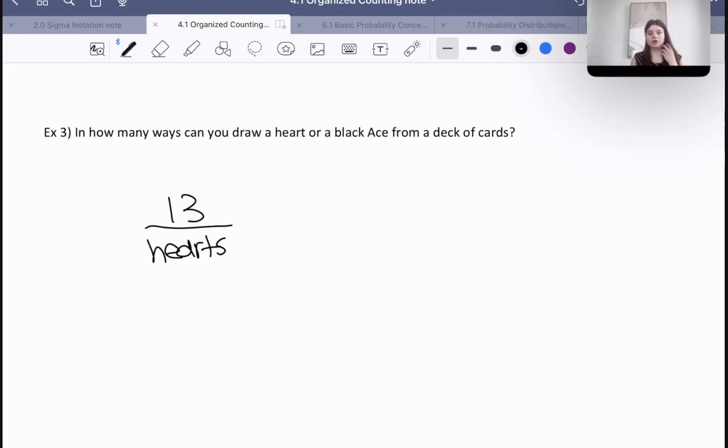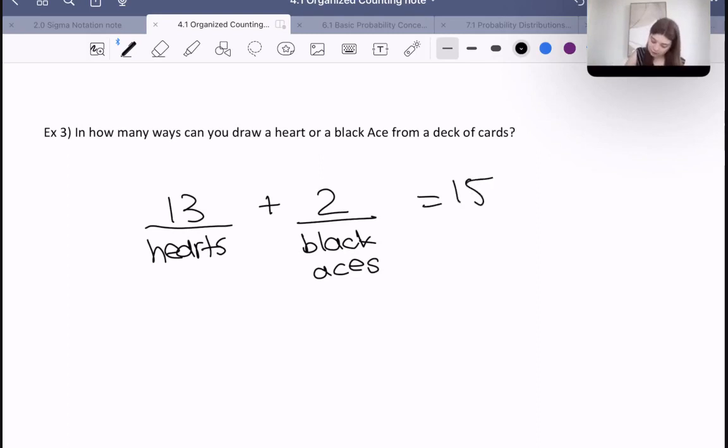Now, how many black aces are there? Well, in total, there's 4 aces, right? There's the Ace of hearts, which we already counted in the other one, but that's not a black ace. That would be a red ace. There's also the Ace of diamonds, which is also a red ace. And there's also the Ace of spades and the Ace of clubs. Now, the Ace of spades and clubs are both black aces. So that would be plus 2 for black aces. Okay, so therefore there are 15 different ways to choose either a heart or a black ace.